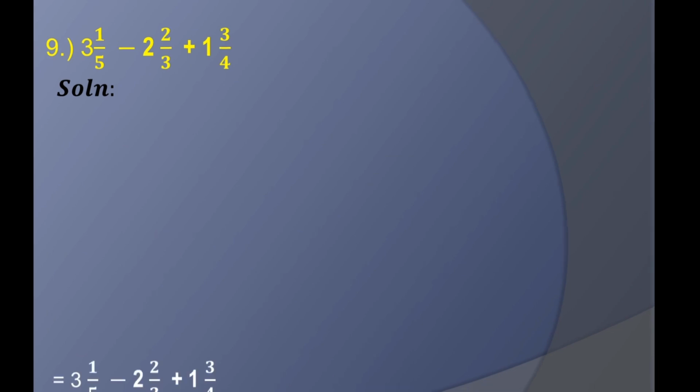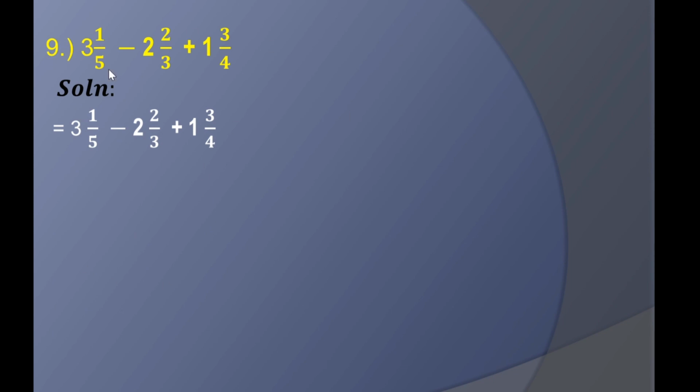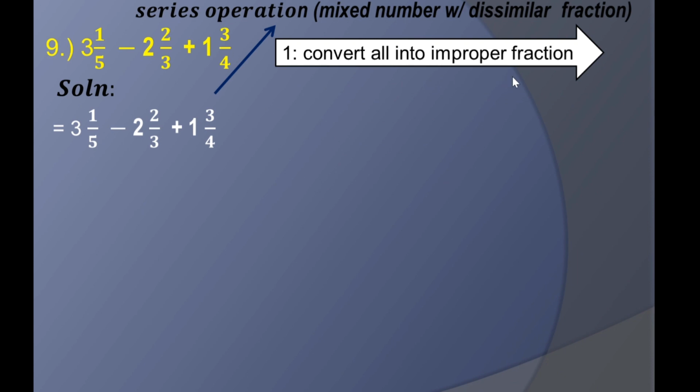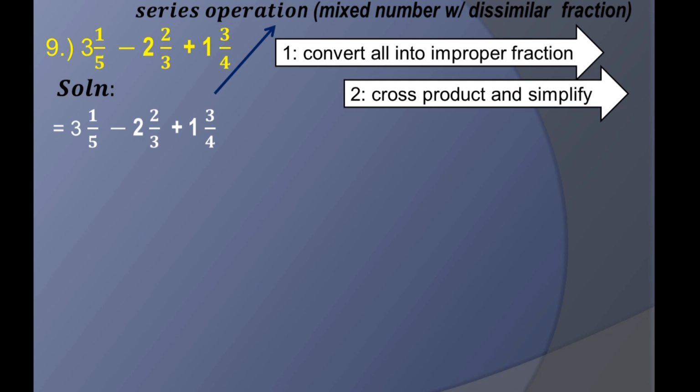Here, 3 and 1/5 minus 2 and 2/3 plus 1 and 3/4. So we have another series of operations with different denominators. So we have a series of operations with mixed numbers with dissimilar fractions. How can we solve this? First thing to do is to convert all into improper fractions. These are mixed numbers. Okay, so how? Just do the cross product and simplify.